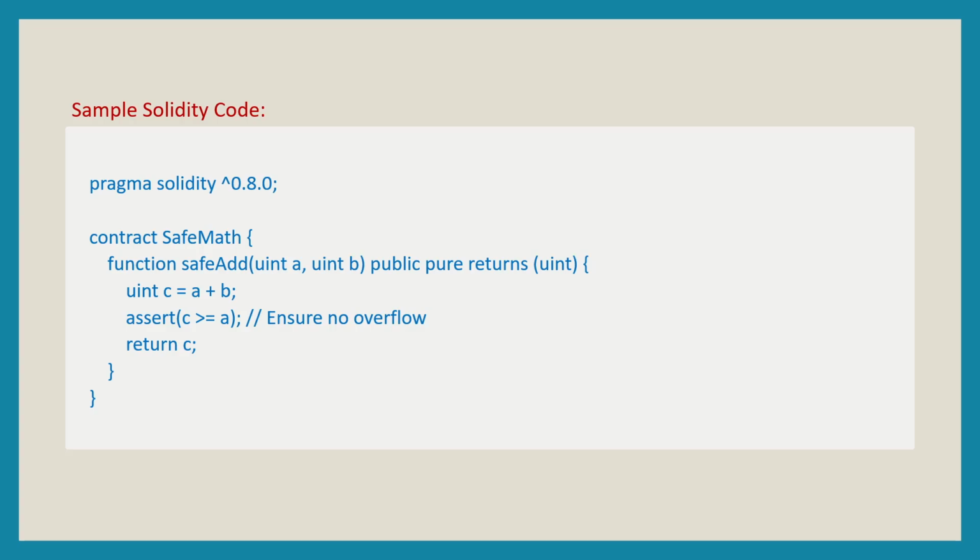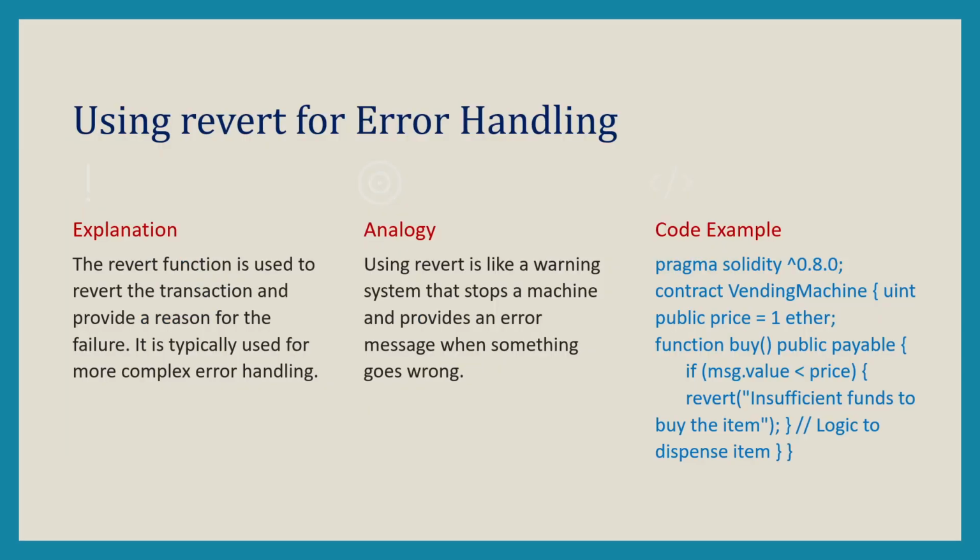Again, this is a sample Solidity code. I have presented this in a more efficient manner. Contract safe_math, function safe_add, uint A, uint B. Okay, public pure returns uint, right? Now we have given that uint C is equal to A plus B. We have asserted the fact that C is greater than or equal to A. This is there to ensure that there is no overflow. We ensure that C is greater than or equal to A to ensure that no overflow takes place. Cool. Okay, let's move to the next one.